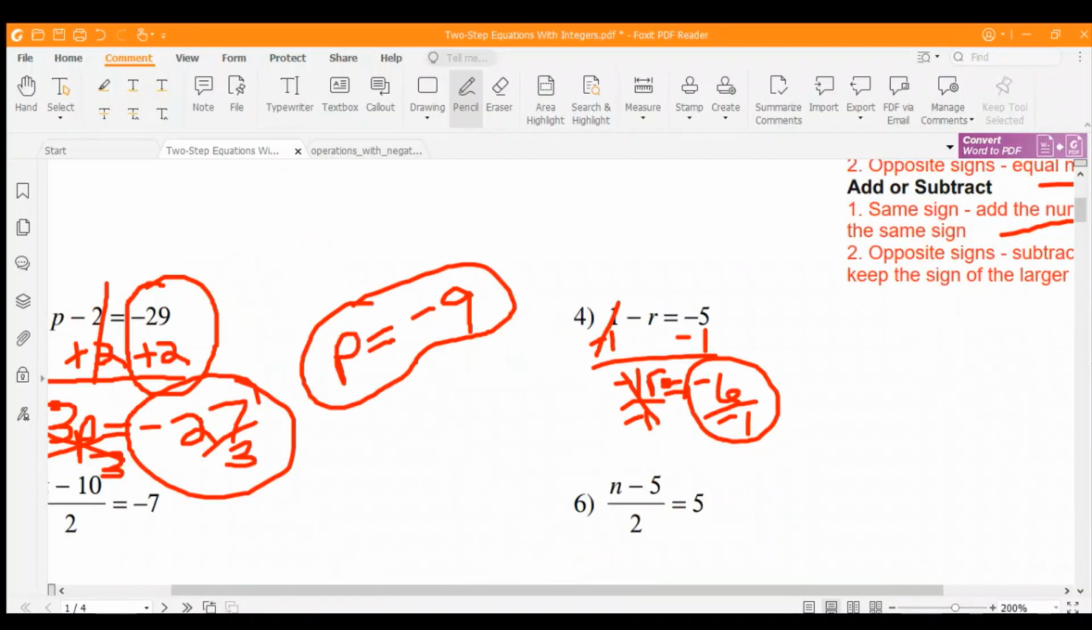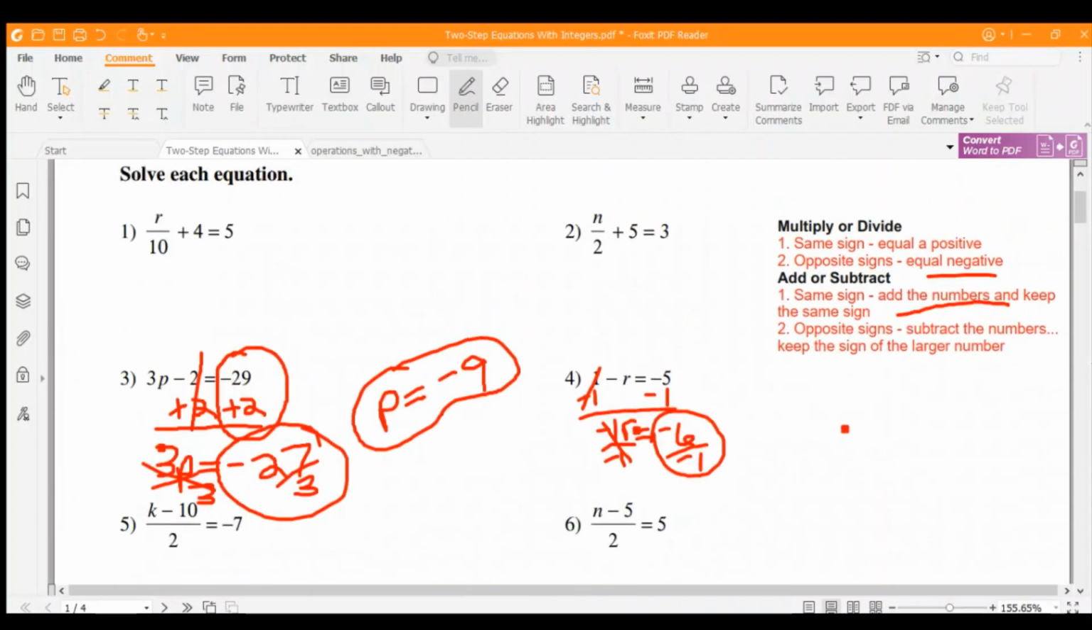So we have to go to the rule. Let's go back to the rule. Let me zoom out so you can see that. Multiplying or dividing is the rule we're using here. Negative 6 divided by negative 1. Well, are they opposite signs or are they the same sign? Let's see. Negative 6 divided by negative 1.